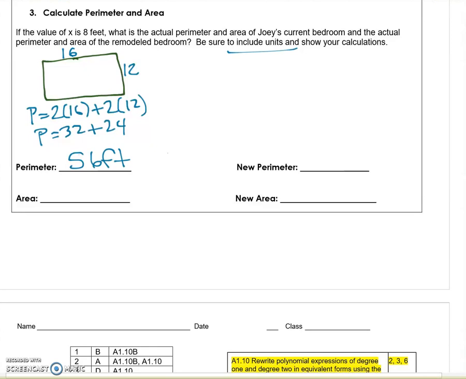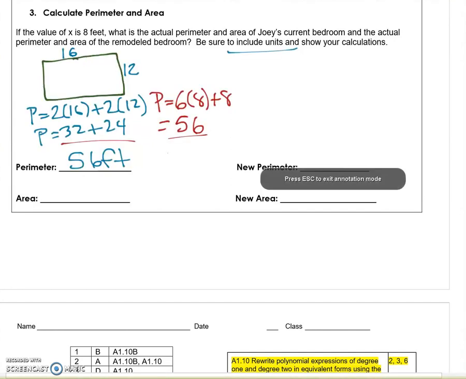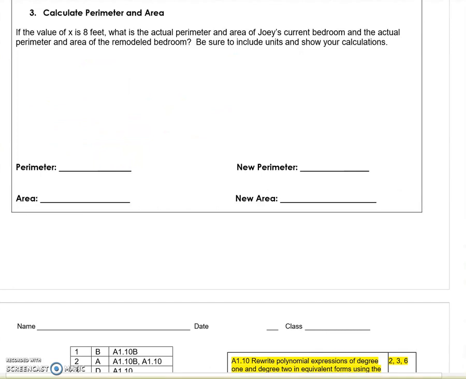I could have also, of course, just used that equation that we came up with in problem 1 and say that the perimeter is equal to 6 times 8 plus 8, which is also going to be 56. So either way I go about it, I am going to get the same perimeter, and doing it both ways, I have a little more confidence that that answer is correct. And then finding the new area, or excuse me, the original area, I should say.